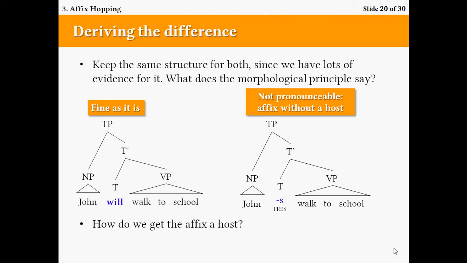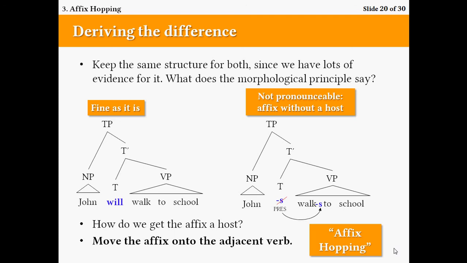So basically we're left with a problem. This is not a possible structure. That affix needs to have a host. So how do we get that S to have a host? Well, since what we say is John walks to school, apparently what we do is take the affix and move it onto the verb, which is adjacent to it. We just hop the affix over from its home position in T onto the neighboring verb. That gives the affix a host, and now it's pronounceable. The affix isn't standing alone anymore. It's attached to something, like it needs to be.